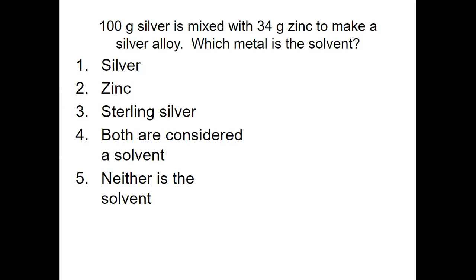100 grams of silver mixed with 34 grams of zinc to make a silver alloy. Which metal is the solvent? Just a quick thing: an alloy is a mixture of metals. Typically we think of metals on the periodic table, but we also have steel and brass, which are examples of alloys. Remember, think solvent. They're both metals. Think of the numbers. So our answer should be silver.